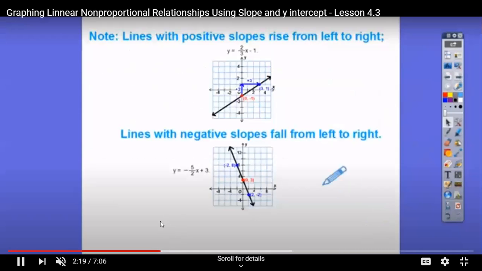Here we have more examples. Note that lines with a positive slope rise from left to right. So this one has a positive slope, so it rises from left to right. But lines with a negative slope fall from left to right. Remember that this one looks like the sign for correct, okay? And this one falls down like this, from left to right.